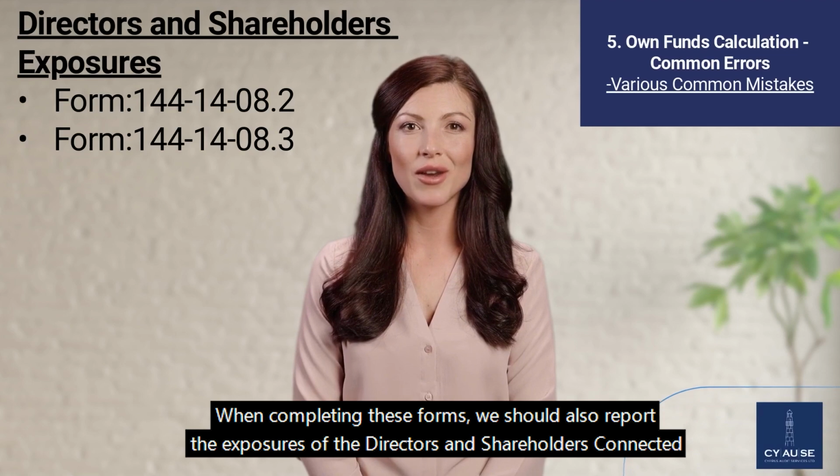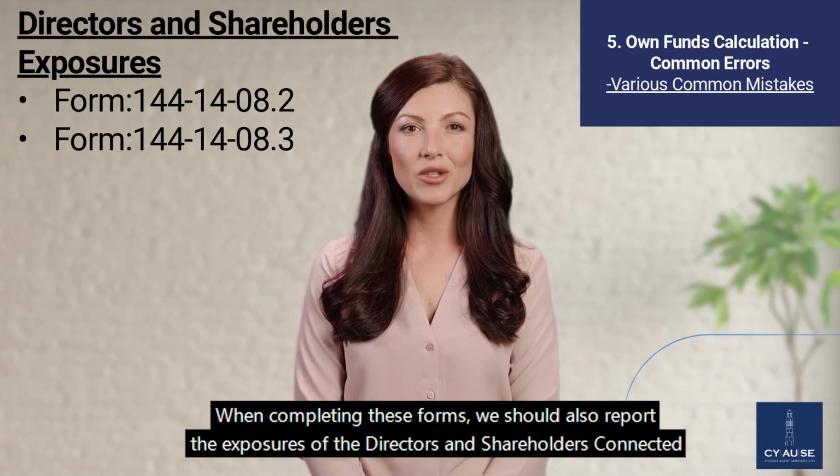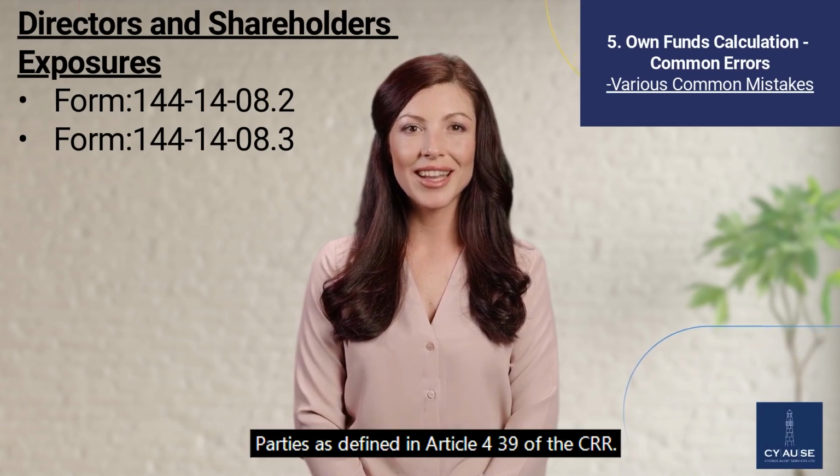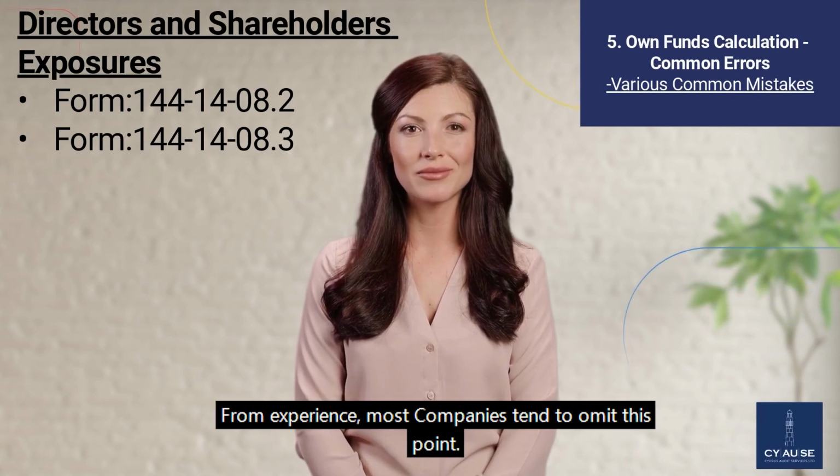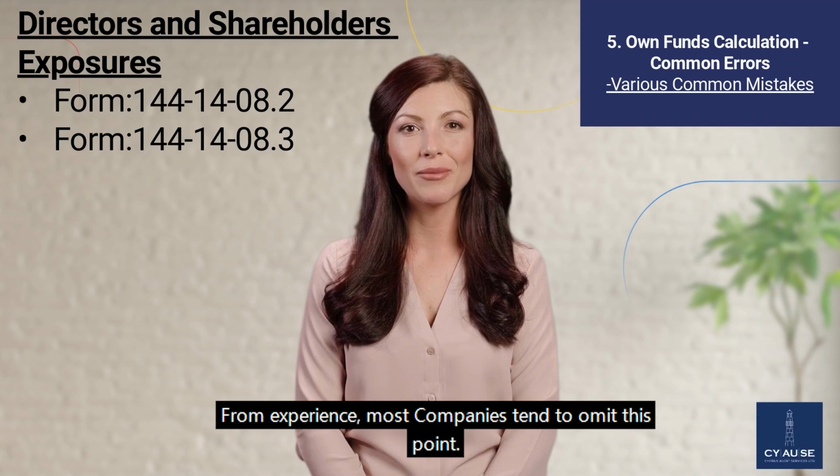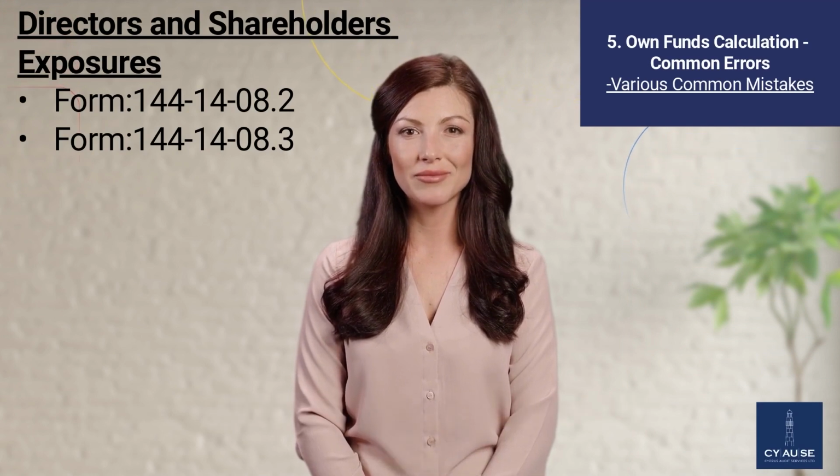When completing these forms, we should also report the exposures of the directors and shareholders connected parties as defined in Article 439 of the CRR. From experience, most companies tend to omit this point.